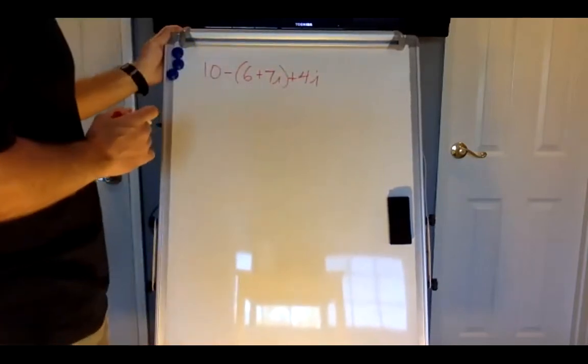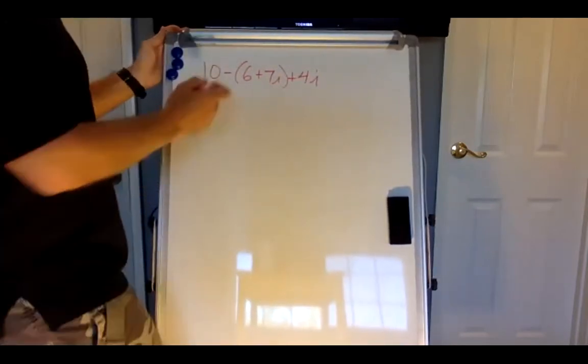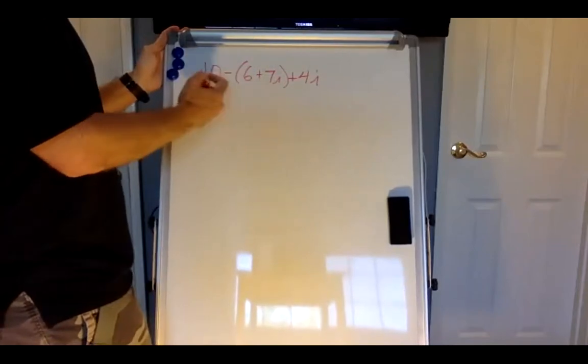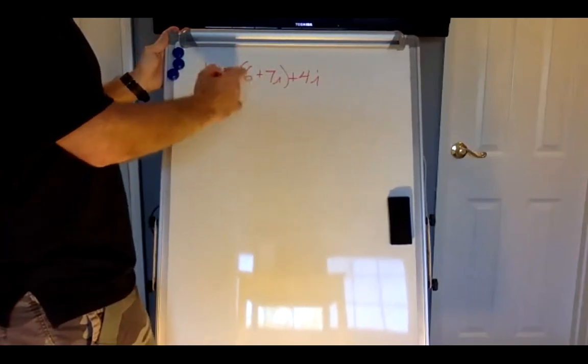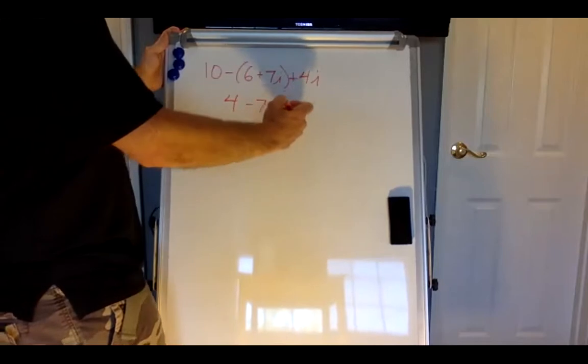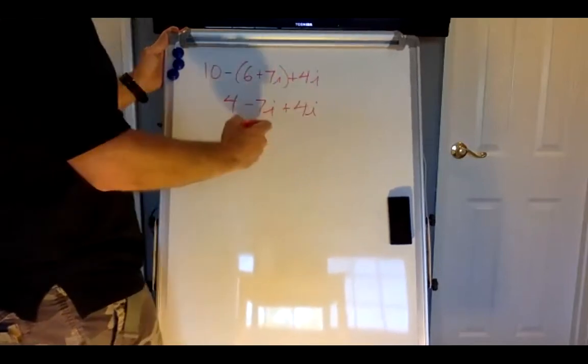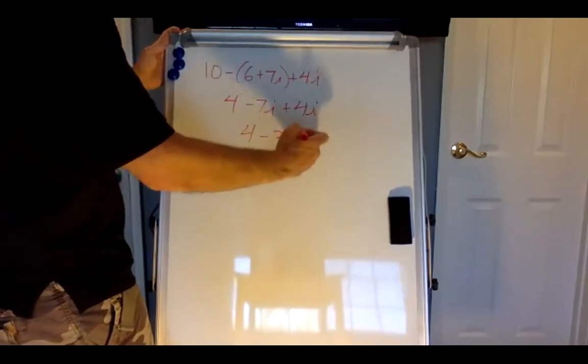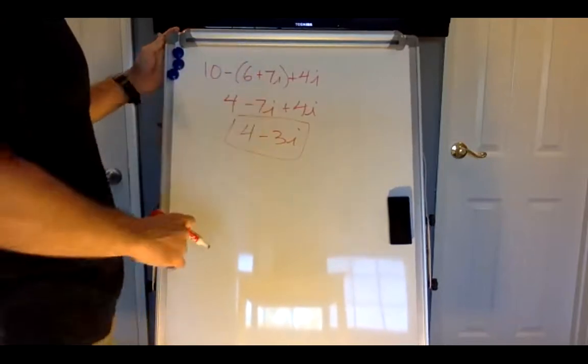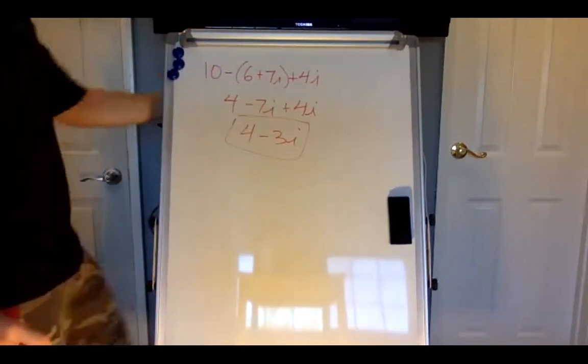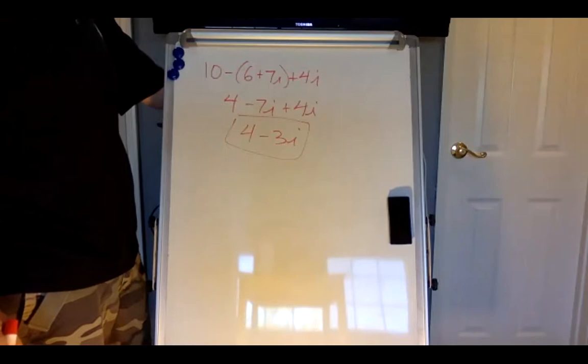Okay, let's take a look at this. We have to subtract both of these. So you have 10 minus 6 is 4, minus 7i plus 4i, and so you get minus 3i. Minus 3i, and this is your final answer. Simple as that. Questions about that?